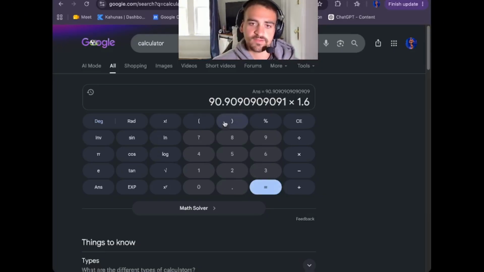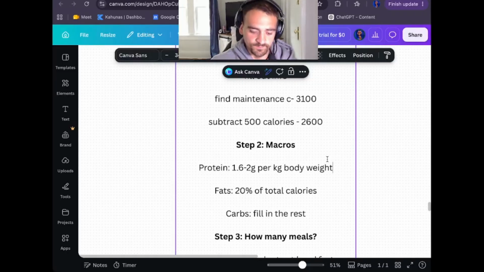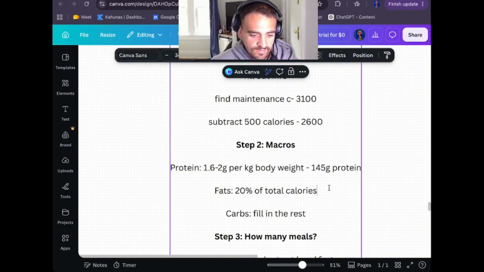Start on the lower end and you can raise it over time if you'd like. And boom, 145 grams of protein is the minimum amount of protein that I should be eating in order to keep and grow muscle while I'm losing fat. So for me, that's going to be about 145 grams of protein. Easy. And then for fats, we're going to take 20% of the total calories that we will be consuming and eat that amount in grams of fat.